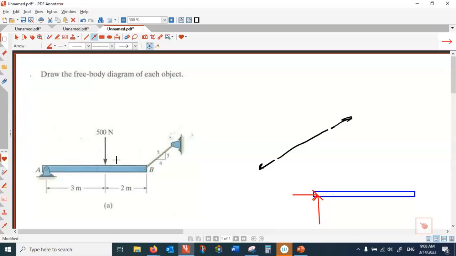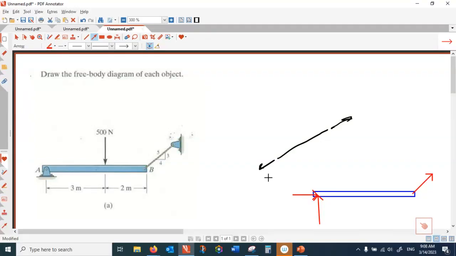Cable can only apply forces parallel to its direction. All right. So with this one, my free body diagram would have a force in the direction of 3, 4, 5. All right. And now you have to solve. This is a free body diagram. So don't worry about this problem.